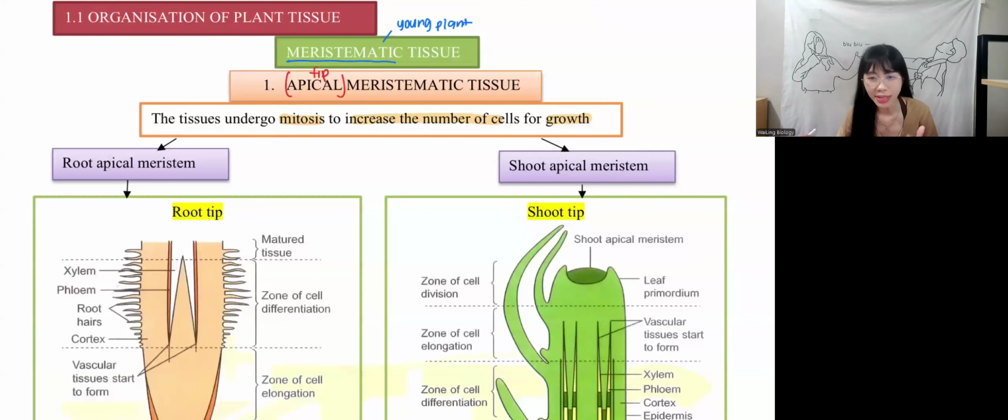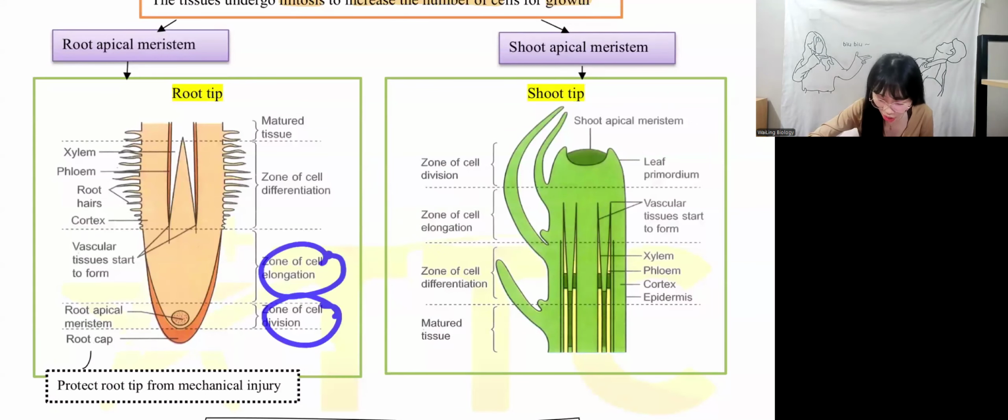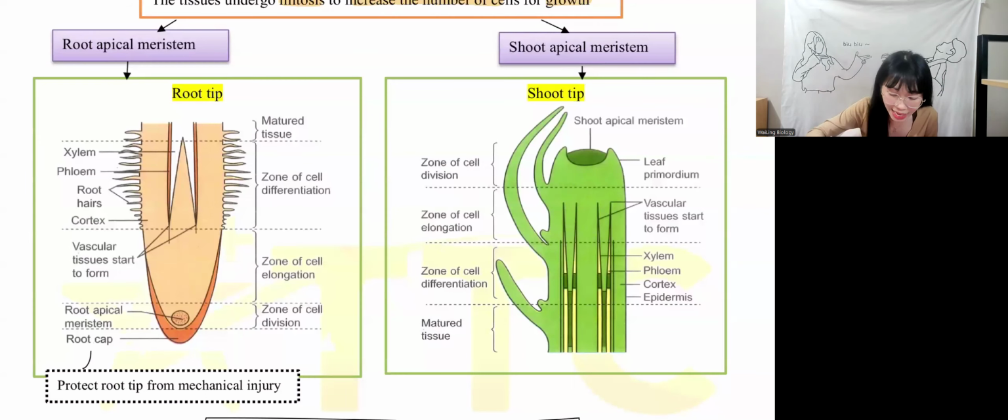Root apical meristem and shoot apical meristem. How do we look at this diagram? We're going to find the tip, because we have 3 zones here. We have the zone of cell division, elongation, and differentiation. They are in a sequence: 1, 2, 3. Division, elongation, differentiation.